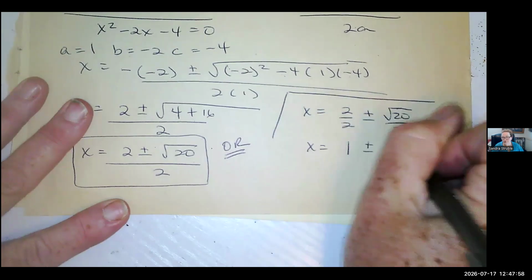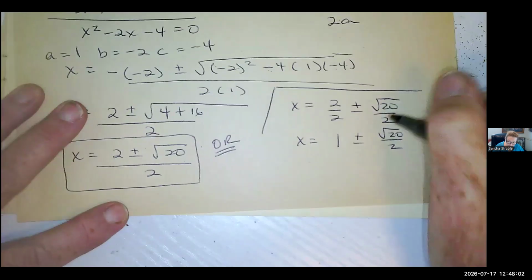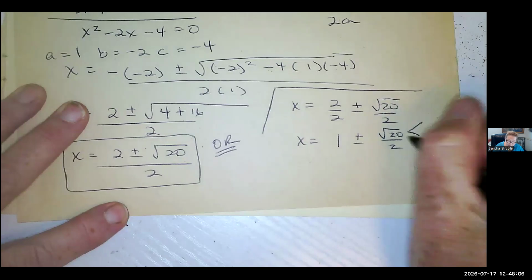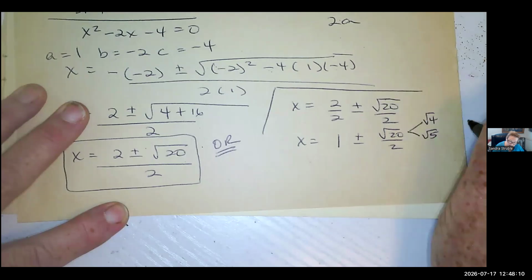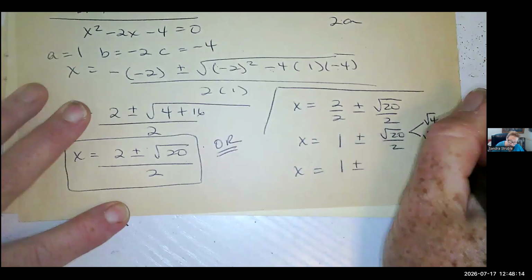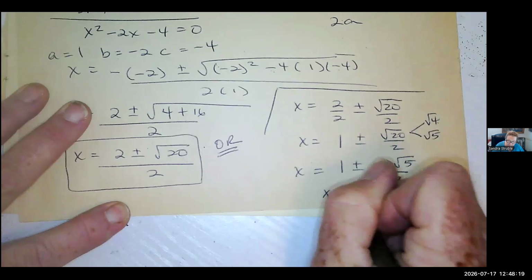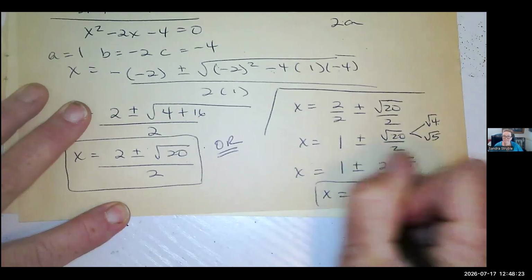If you want to go further, this is for the college algebra students that are moving forward. This breaks down to the square root of 4, the square root of 5, because it's 4 times 5. So this would be x is equal to 1 plus or minus the square root of 4 is 2, square root of 5 over 2. So the final answer would be 1 plus or minus the square root of 5. This is what I'm looking for, bare minimum.